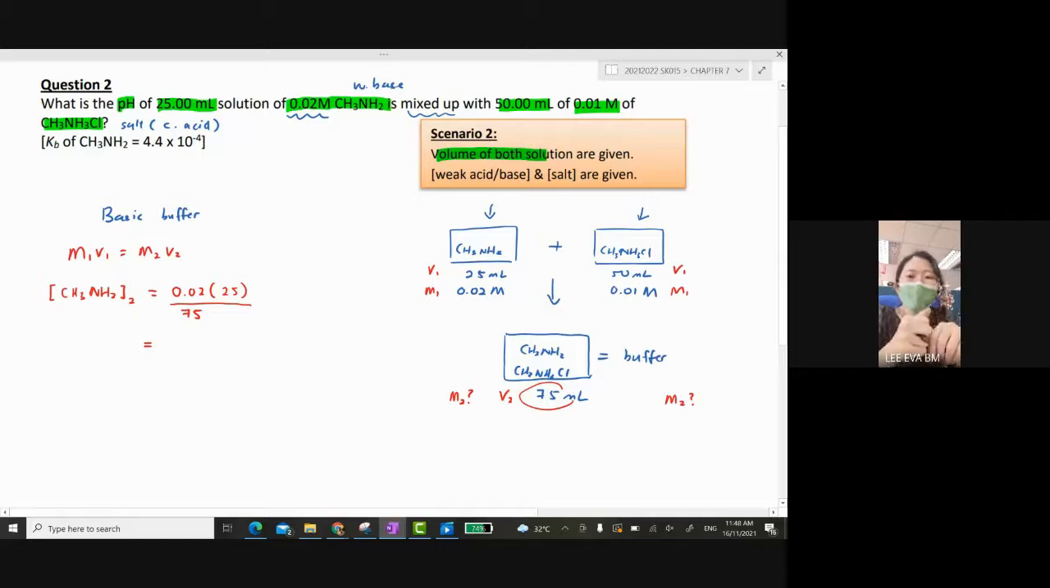Can you follow up until this part? Boleh ikut? Yes, Madam. Okay, dapat berapa concentrations? 0.0067. Okay, 0.0067, or if you want to write in times 10 to the power of something, you got this value. 0.0067 accepted as well. Okay.